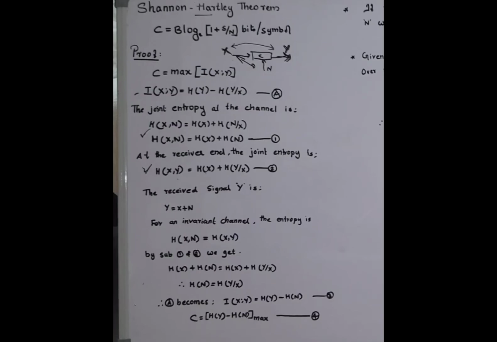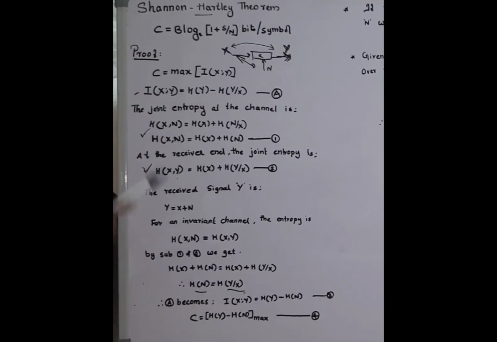So the conditional entropy of Y with respect to X is nothing but H of N. So Y is equal to X if N equals 0. So for an invariant channel, H of N, the noise, is equal to H of Y by X. Okay. Now this is equation A, mutual information, that is I of X comma Y is equal to H of Y minus H of Y by X. So we can replace H of Y by X with H of N in equation A.